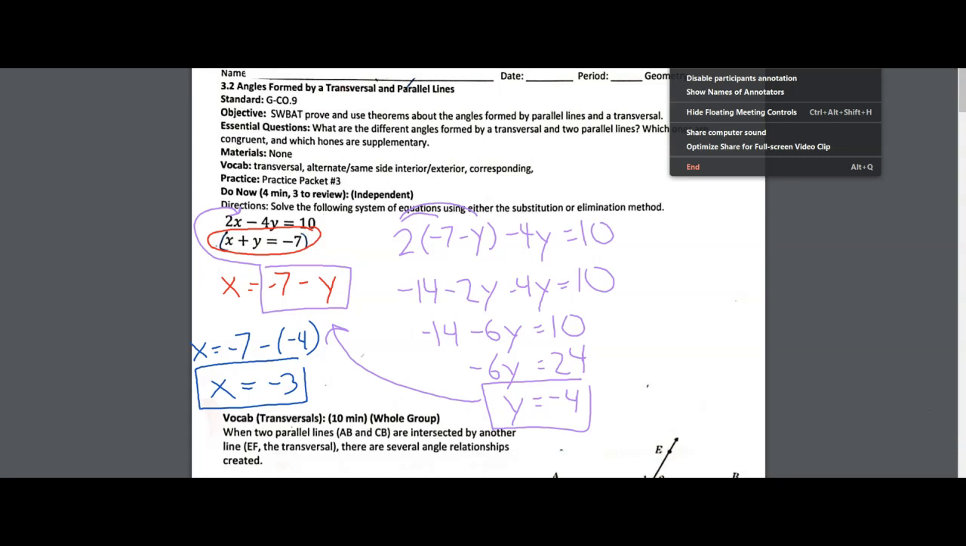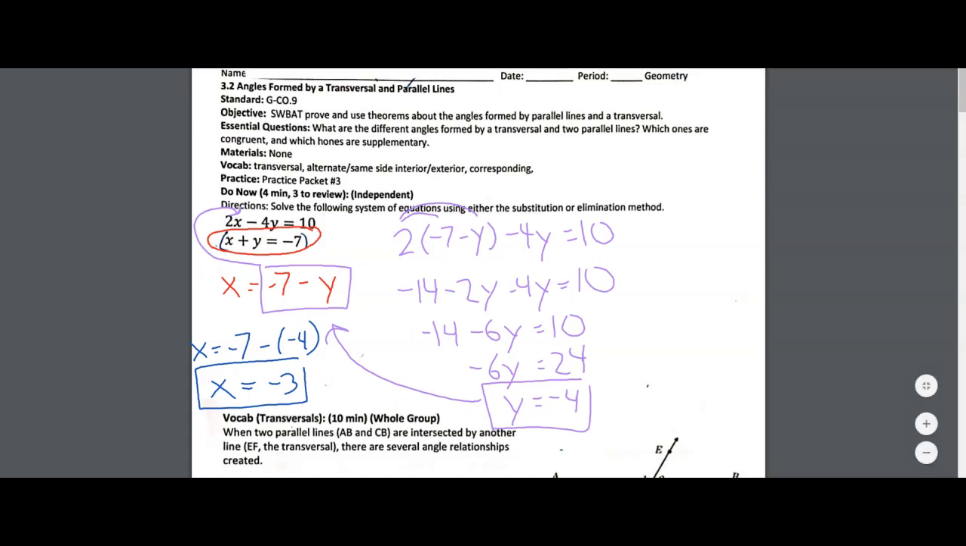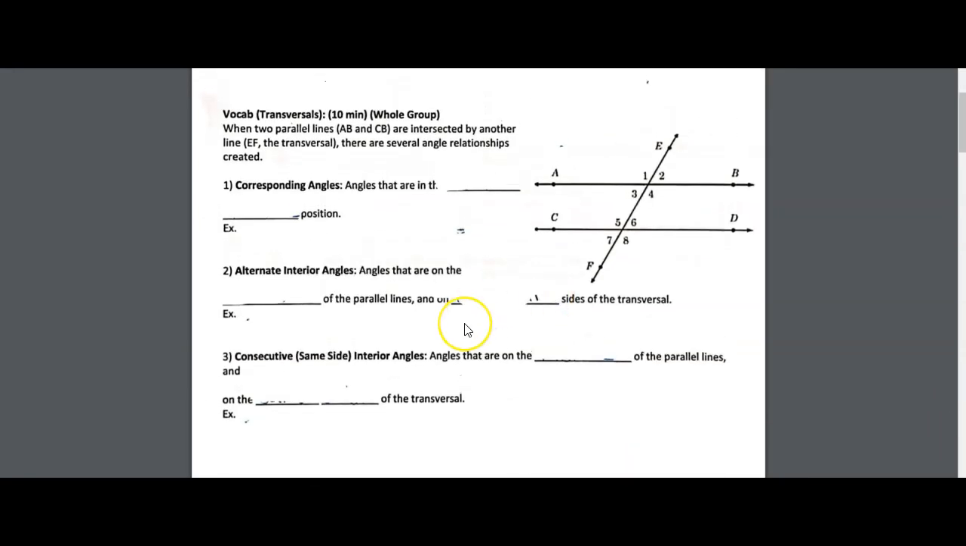All right, and now let's jump into the new material for today. So let's get rid of this. All right, we're going to start off with a little vocab.